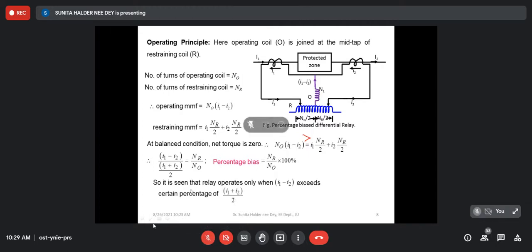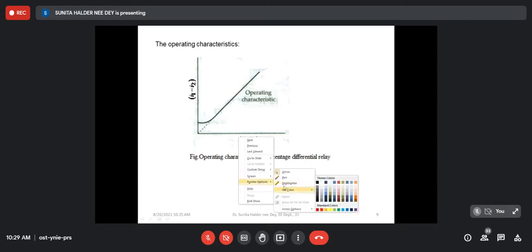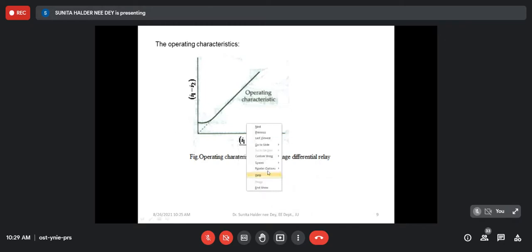So it is seen that the relay operates only when I1 minus I2 exceeds a certain percentage of this, which I have already discussed. So this is the relay characteristic, obviously for a fixed percentage. From the slope of the curve we can find out what the percentage is, is it not? Now you see in the initial part there is some non-linearity in the characteristics.